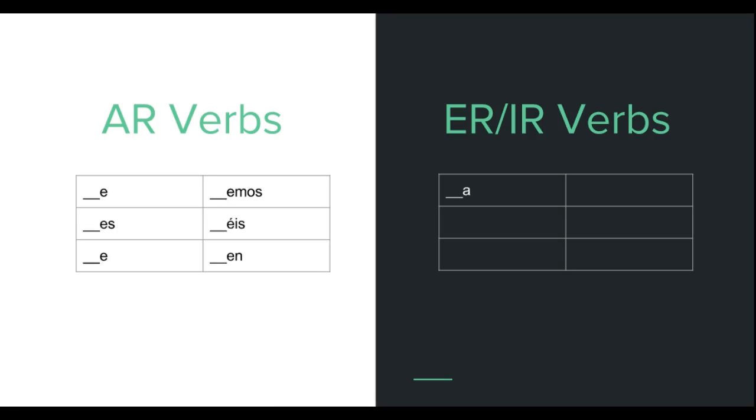Now your opposite endings for the ER and IR verbs, as you might have guessed: in the yo form, your opposite ending is a. The tú form, your ending would be as. In the él, ella, usted form, your opposite ending would be a. In the nosotros form, you're going to use amos. In the vosotros form, you'll use áis. And then in the ellos, ellas, ustedes form, you would use an. Again, this should look familiar as some of these endings are similar to what you used with your commands.